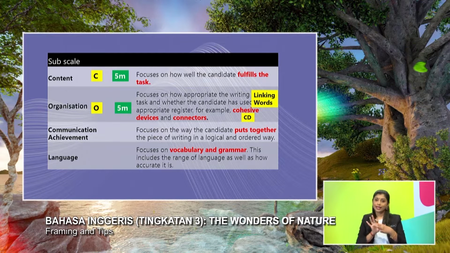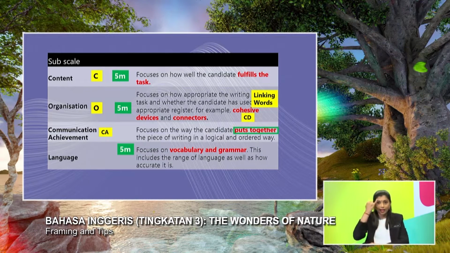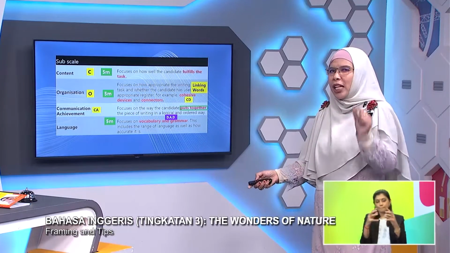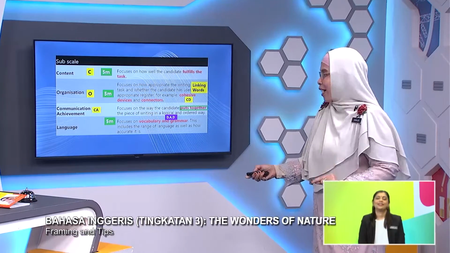Now, the next one will be communication achievement. What can you say about communication achievement, Sean? Look at the slide. It is focusing on how pupils put together their ideas. And how can they possibly do this? Easy. They just have to use DAD teach MOM. Why? Because by using DAD teach MOM, they will tend to put together their ideas and produce a very well linked paragraph.